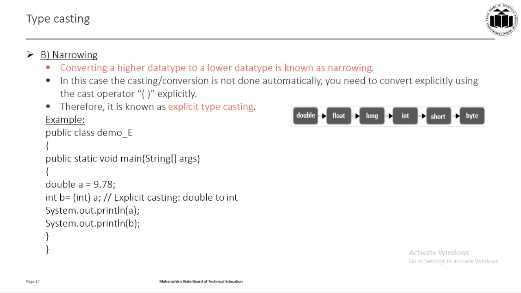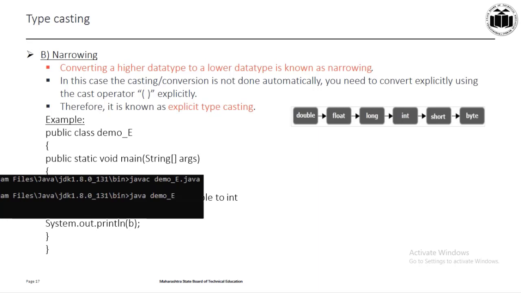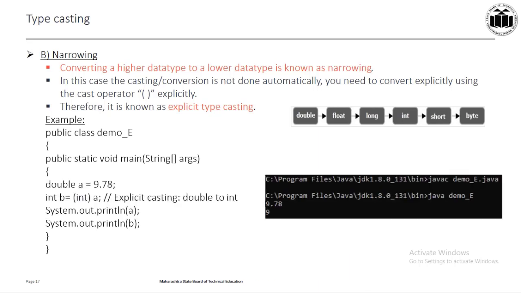In this example, I have mentioned double a is equal to 9.78. Now this double you can convert into integer. How does it convert? int b is equal to (int) a. Here we need to specify the target data type, so this is known as explicit casting. Here I am converting this double into int, and after executing this, your output is this. In this way, you can perform the conversion from one data type to another.